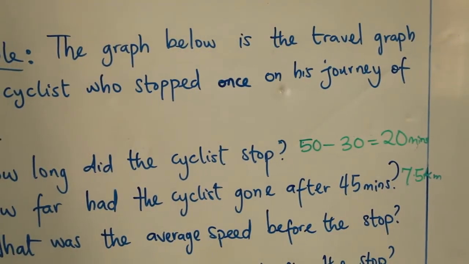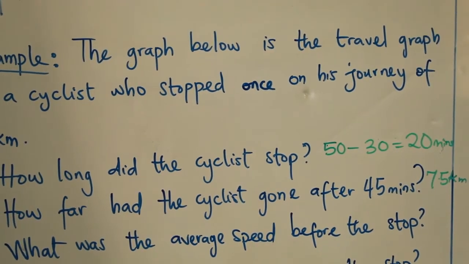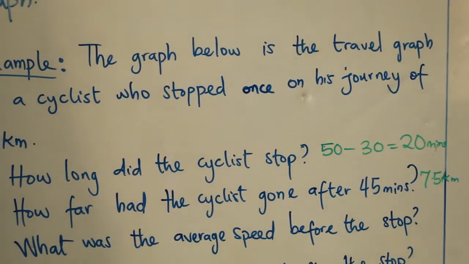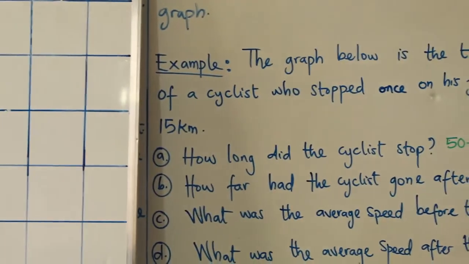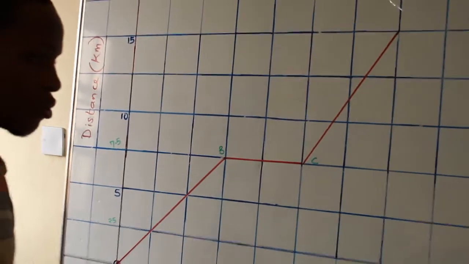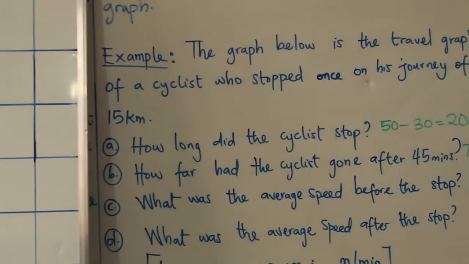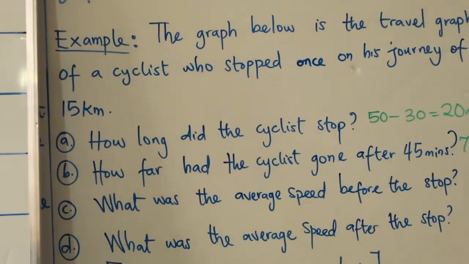You can decide to leave that in meters. And to keep that in meters, all you have to do is multiply by the conversion factor from kilometers to meters, and that's 1,000 meters, and it will give us 7,500 meters. Now the next question, what was the average speed before the stop?